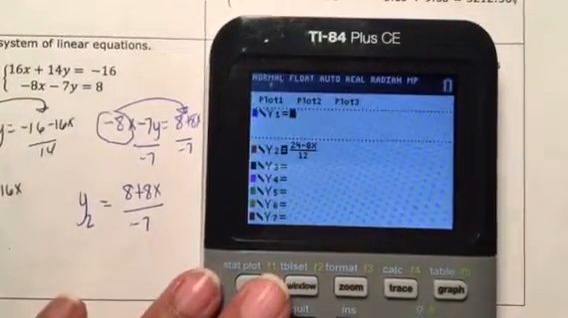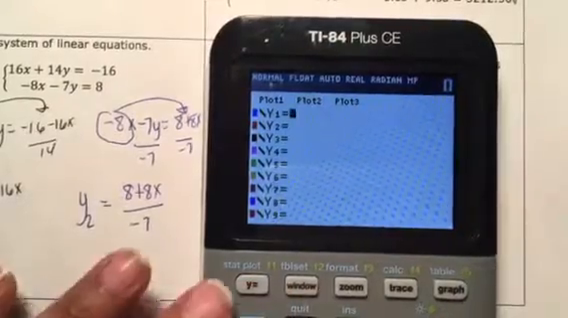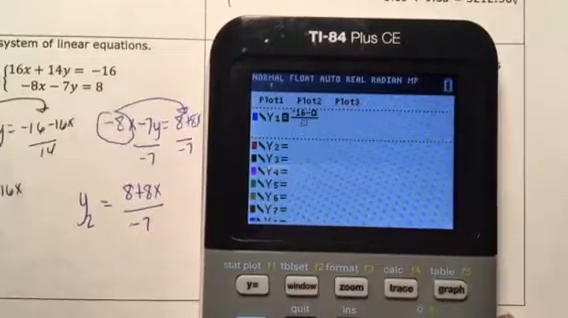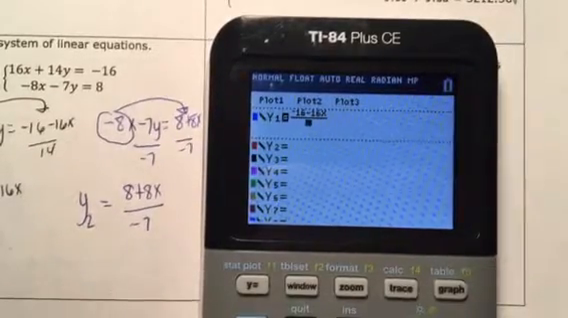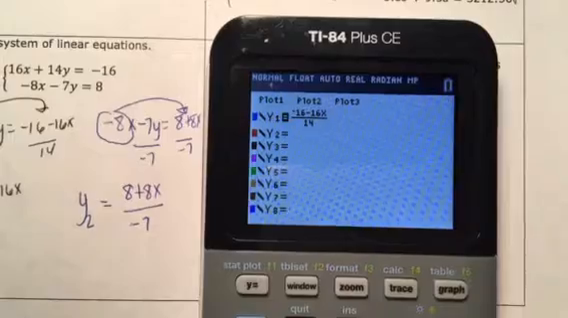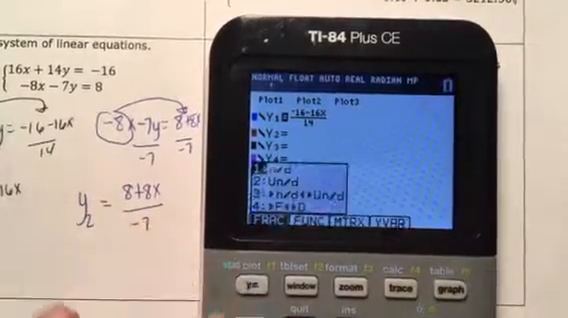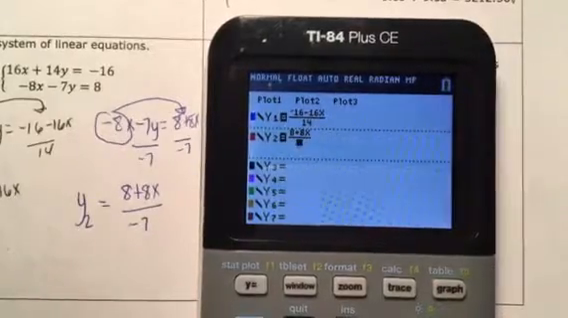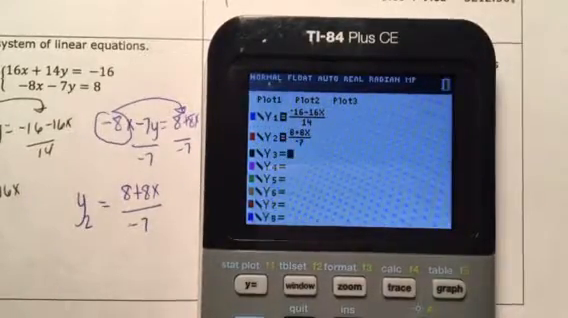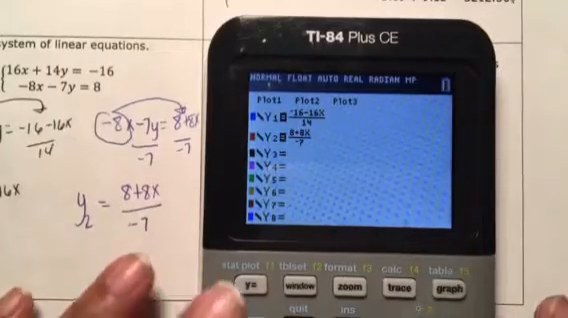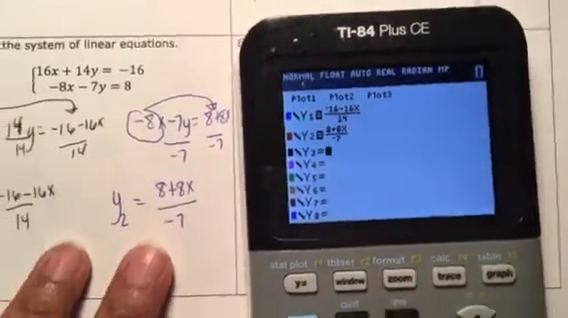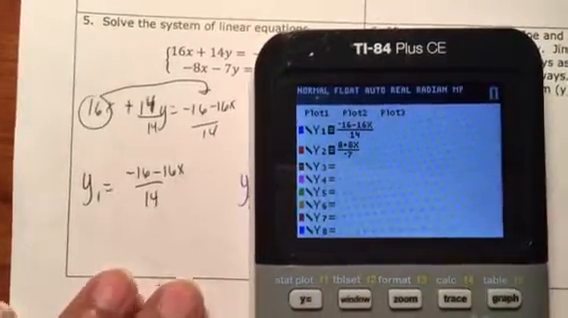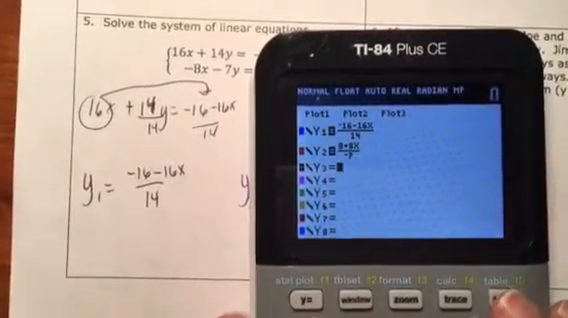So I'm going to go to y equals and clear out what I had. Alpha y equals enter. Negative 16 minus 16x over 14. Alpha y equals enter. 8 plus 8x over negative 7. And remember, we don't want to simplify. Actually, if you want to simplify, you can. This is just, I think, an easier way. It saves a little bit of time.